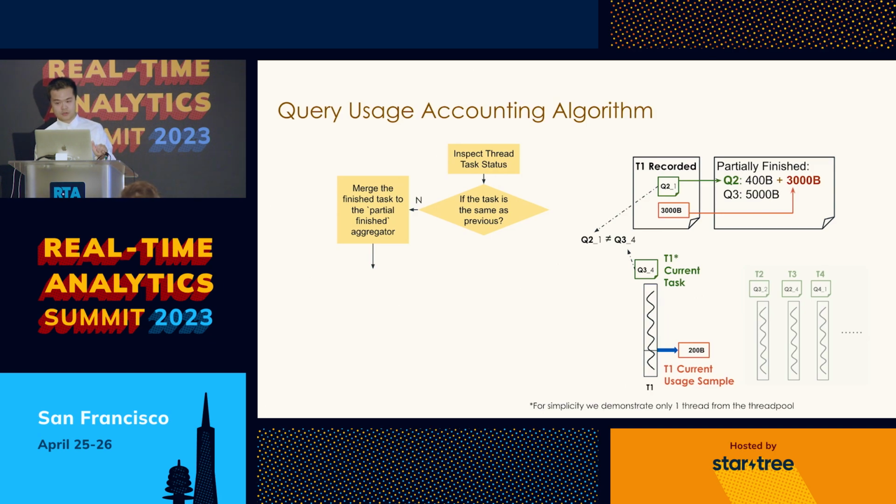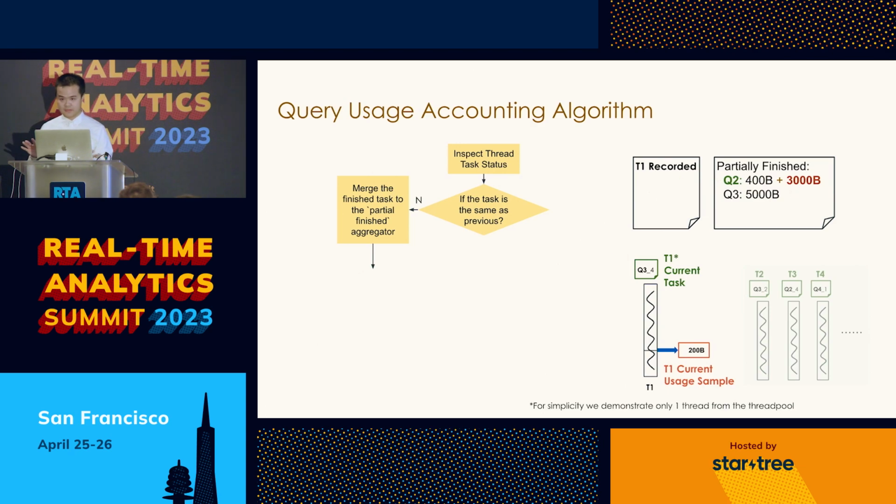So what we do next is aggregate the stats of the finished task of query 2 to a partially finished query usage table. The reason behind this is that although this task 1 of query 2 is already finished, there are still some other tasks running for query 2. As we can see here, the 4th task of query 2 is still running, meaning that query 2 itself is not completely finished. In this case, the shared memory, the results, will not be deallocated. Therefore, we want to keep this piece of information.